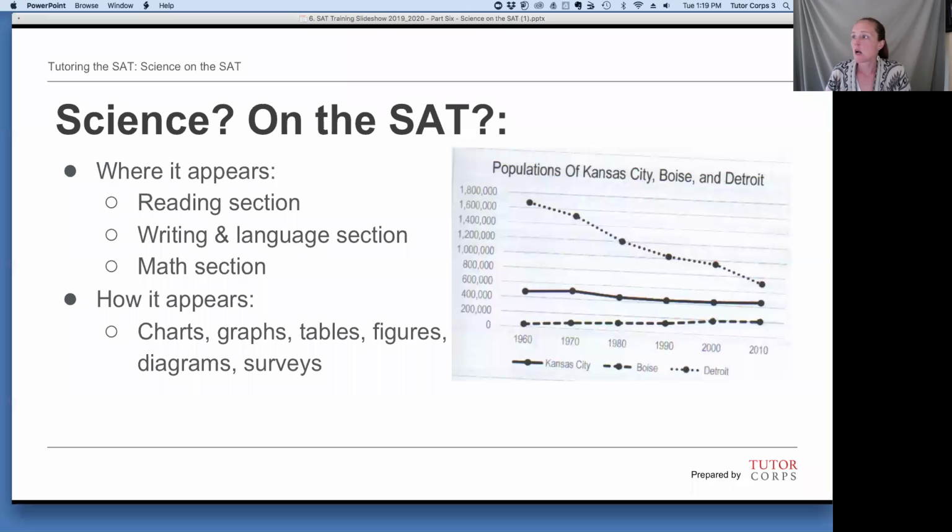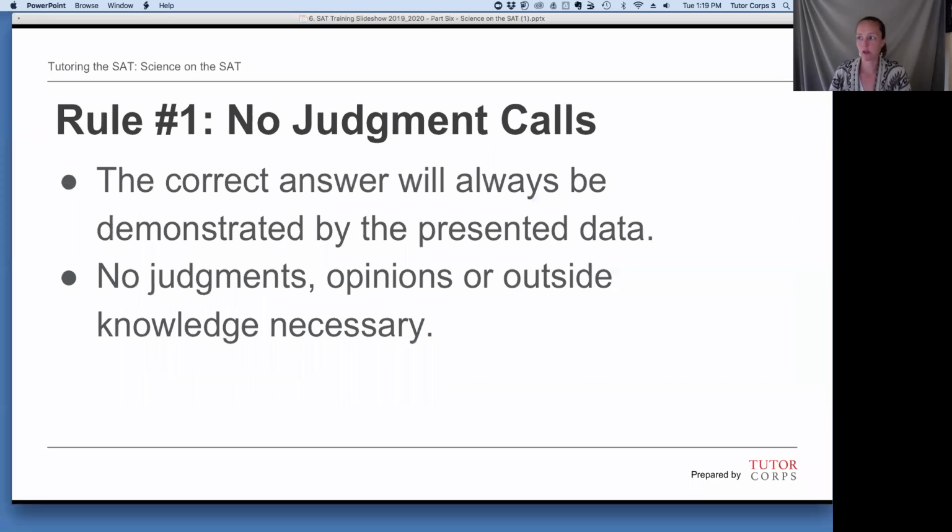So first of all, as I mentioned, students will encounter science-related questions in the reading, the writing and language, and the math sections of the test, so throughout the entire test. Often the questions are paired with charts, graphs, tables, figures, diagrams, or surveys. Here's an example of the kind of graph they might encounter. This one shows populations of 3 different cities and their change over time.